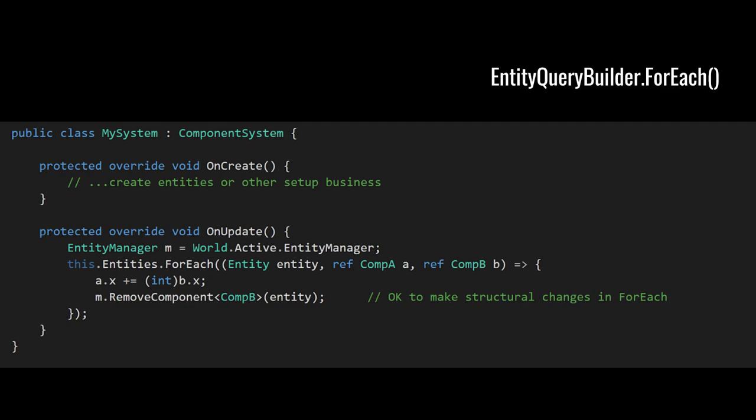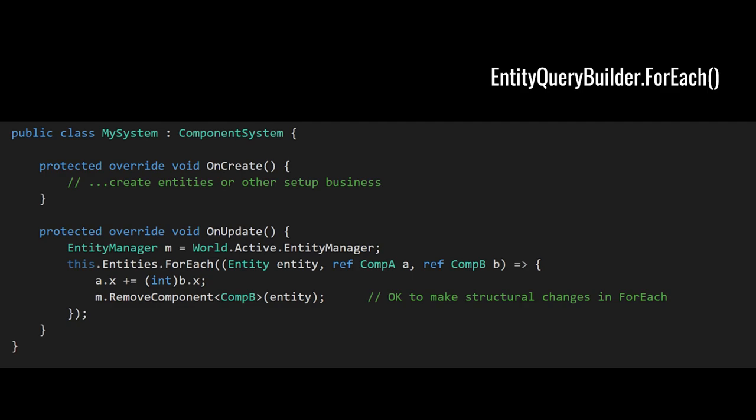In this example, the query matches chunks with component types CompA and CompB. The lambda function increments x of the CompA value with x of the CompB value, and then it removes the CompB component from the entity. There's quite a bit of magic going on here.